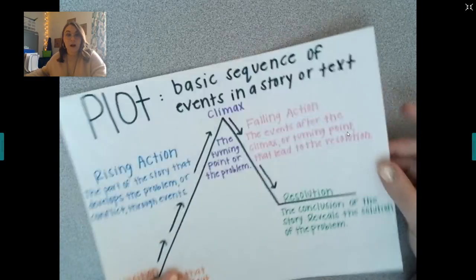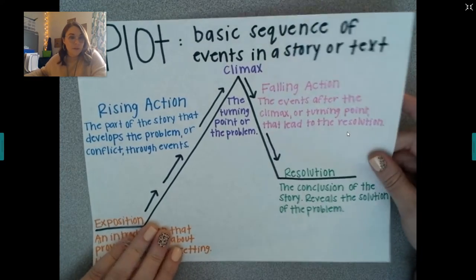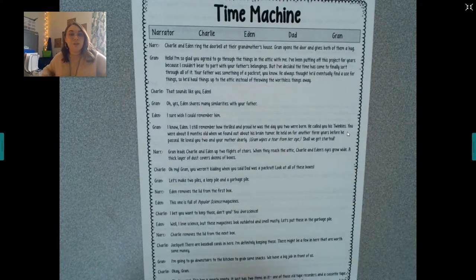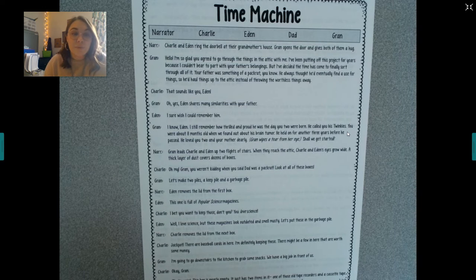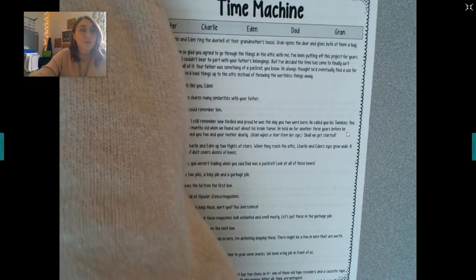Okay, if your parents help you, if you need help reading a word, if you need help remembering parts of plot, that's okay. They can help you a little bit. But I want you to try to do this one. It's called Time Machine. I want you to try to do it all by yourself. Plot is a review. We did it with Frindle. You're just going to do it now with a drama. And I really, really, really think that you can do it. So today is a grade. I want you to try it on your own.